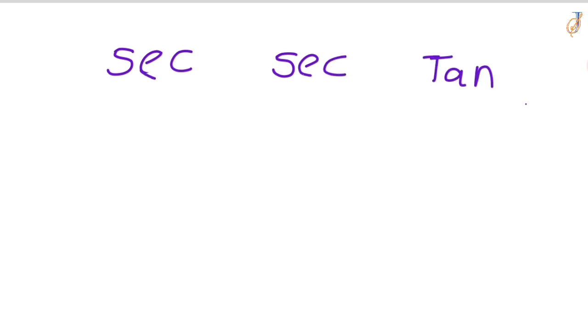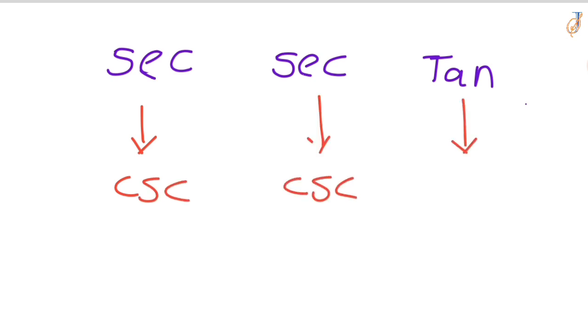These 3 functions you take as the first row, and then just write their co-functions in the second row. That is, the cofunction of secant is cosecant, and here also cosecant. Here the cofunction of tan is cot. Next, assign a negative sign to the middle one, the cosecant. You have to just assign a negative sign.